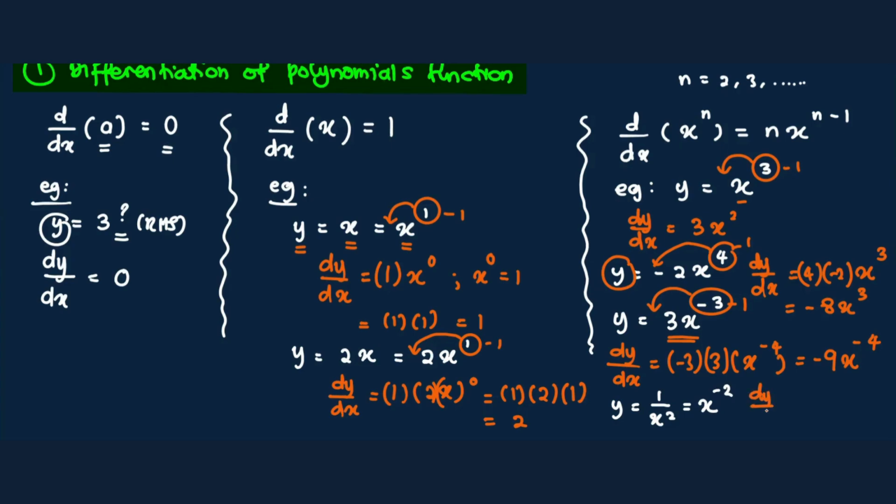dy/dx is equal to power multiplied to the front, minus 2, x, reduce the power by 1, that will give you minus 3. Or also you can rewrite this to minus 2 over x to the power of 3. It's easy, right?